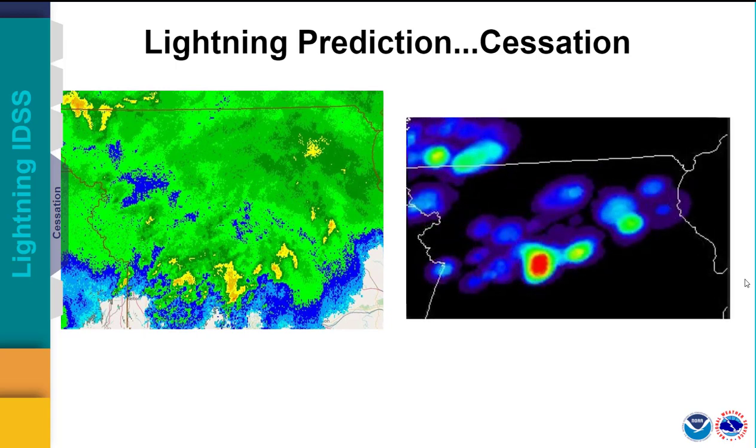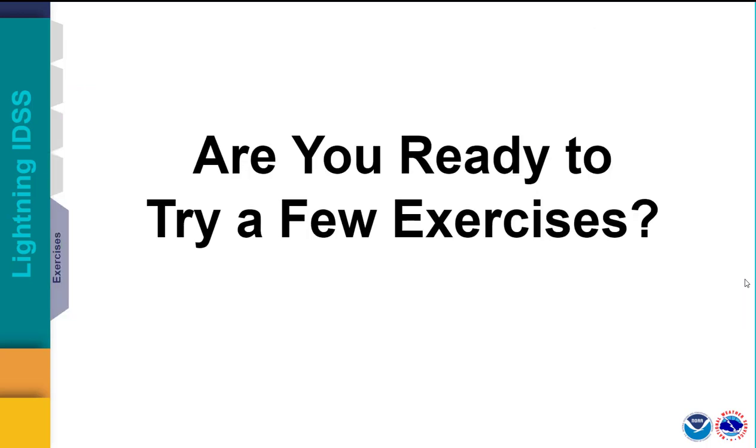So unfortunately, anticipating cessation is not as simple as just waiting for the 40 dBz core to drop below the minus 10 Celsius level, and yet we can provide much better information than the unscientific 30-30 rule. Okay, let's wrap up this module by having you try a few exercises.